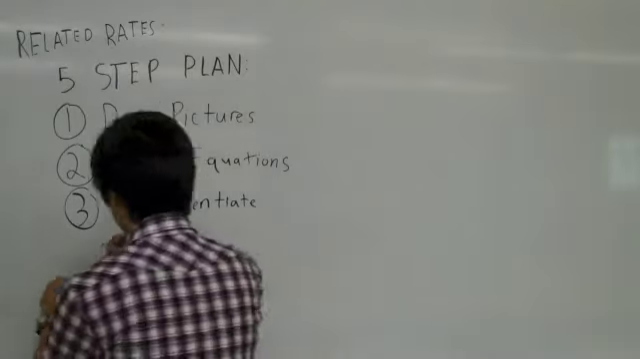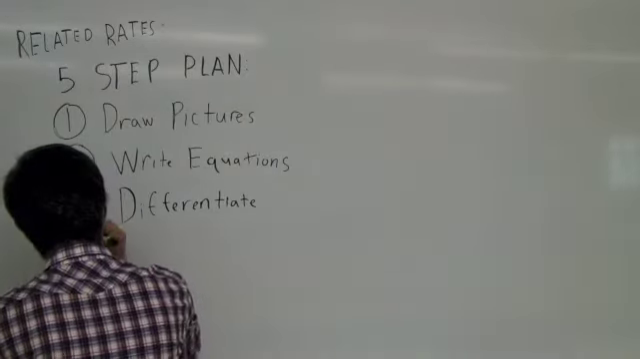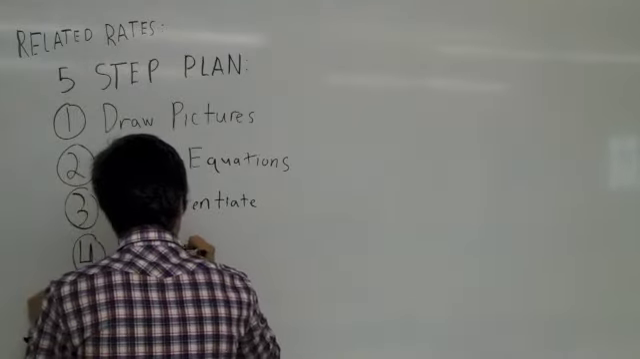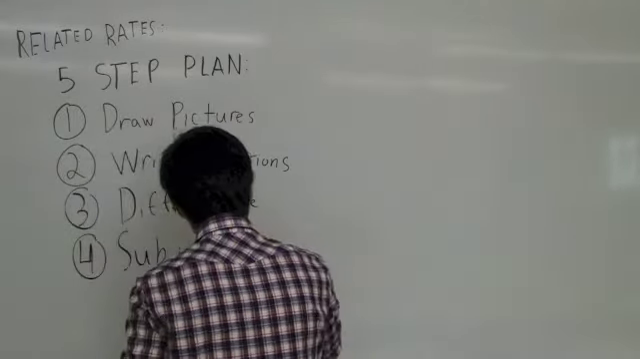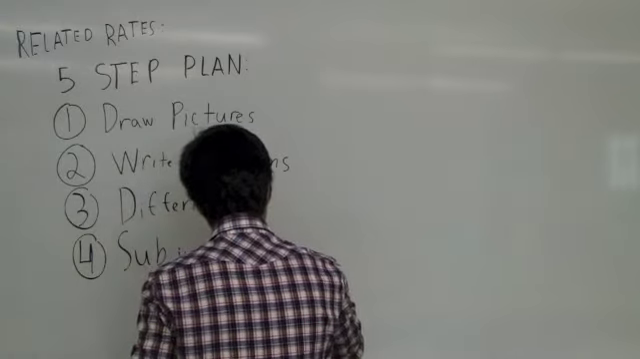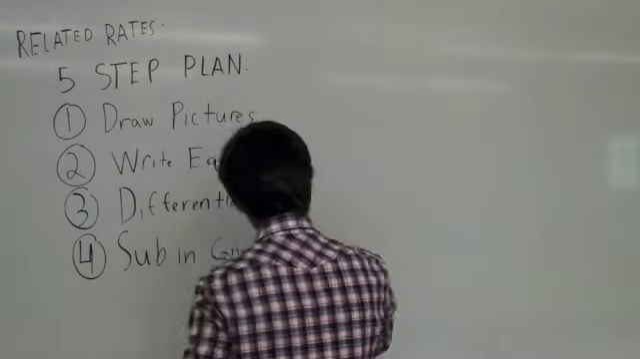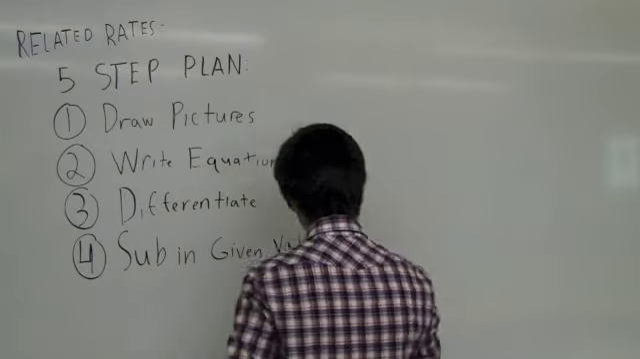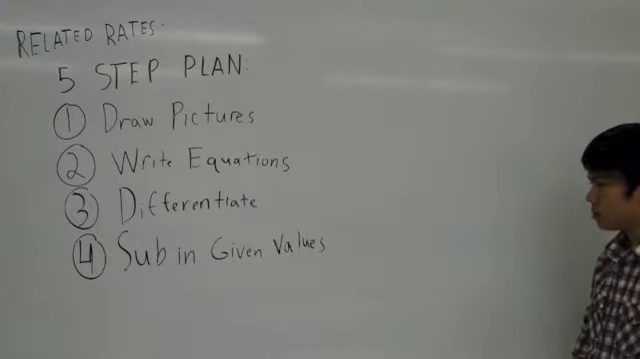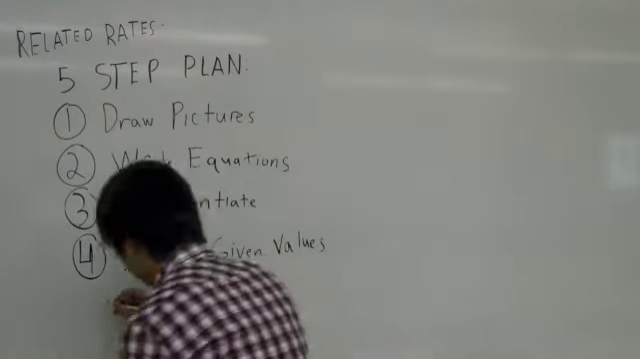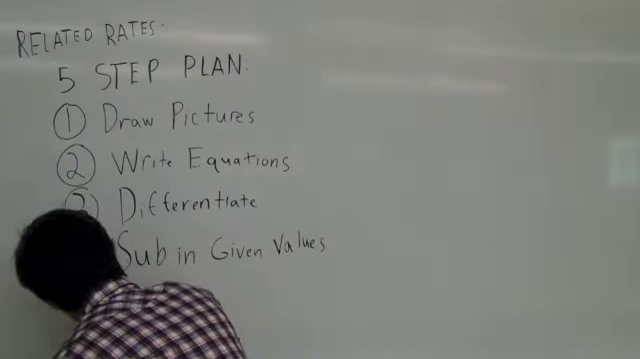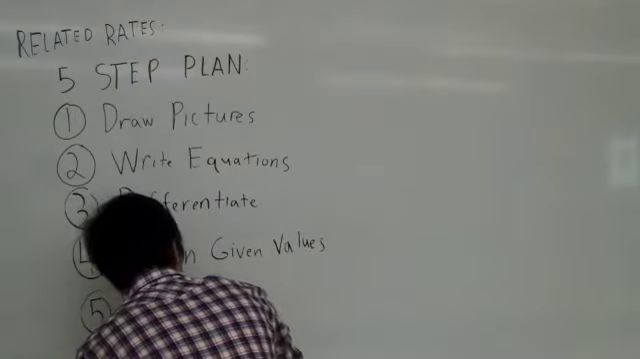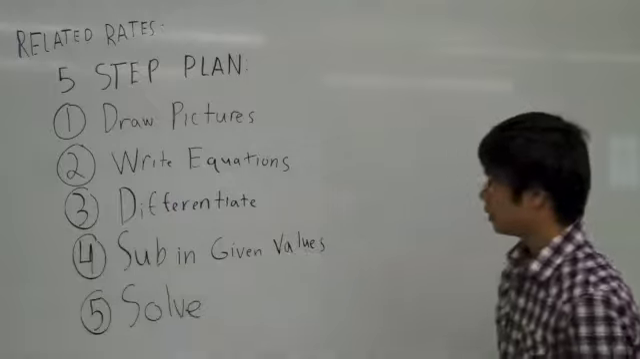Step 4 is to sub in values. When you start the problem, you'll be given all the information you need to solve it. In step 1, you organize this information. Now in step 4, you input all those values into your differentiated equation. Step 5 is simple. Solve. At this point, you should have an equation with only one piece missing. That should be the rate that you're trying to find. Solve for it.